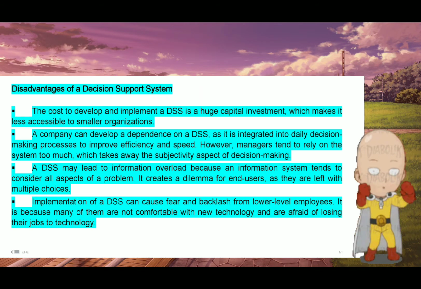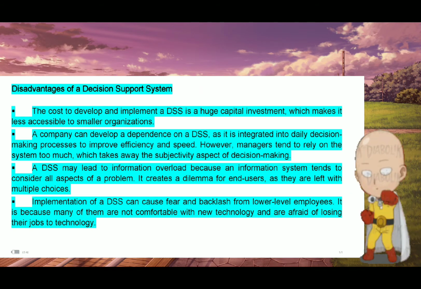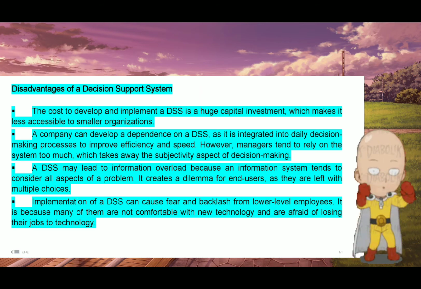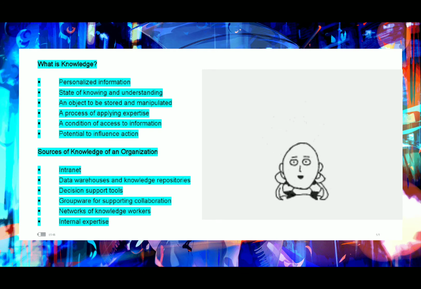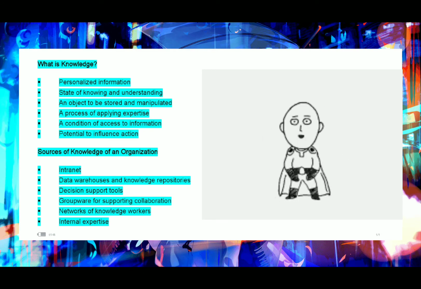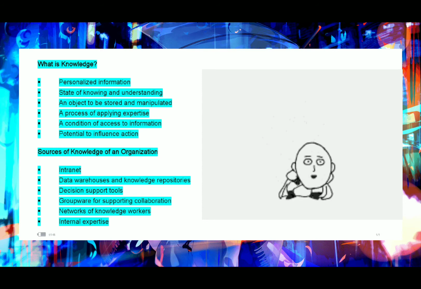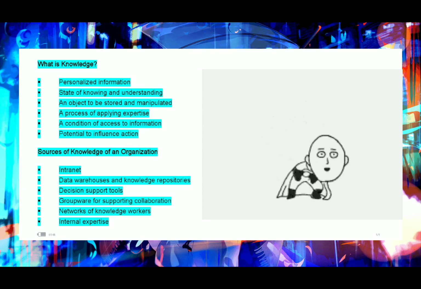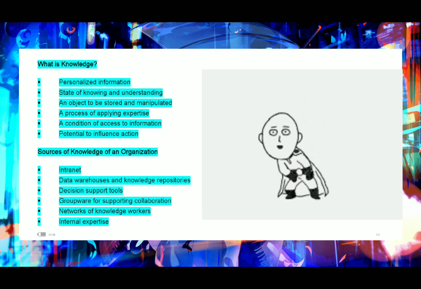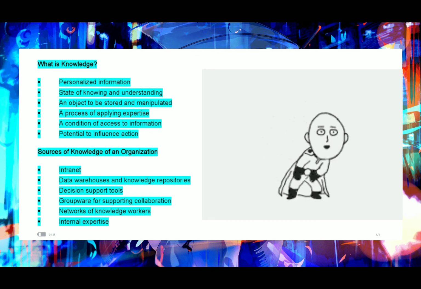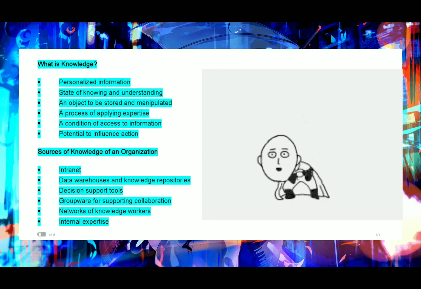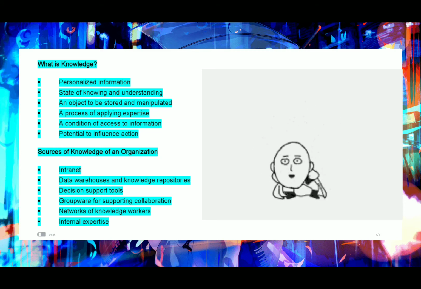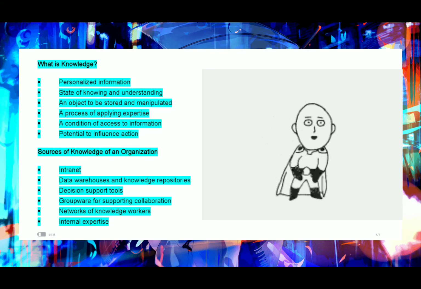Implementation of a DSS can cause fear and backlash from lower-level employees. It is because many of them are not comfortable with new technology and are afraid of losing their jobs to technology. What is knowledge? Personalized information, state of knowing and understanding, an object to be stored and manipulated, a process of applying expertise, a condition of access to information, potential to influence action. Sources of knowledge of an organization. Intranet, data warehouses and knowledge repositories, decision support tools, groupware for supporting collaboration, networks of knowledge workers, internal expertise.